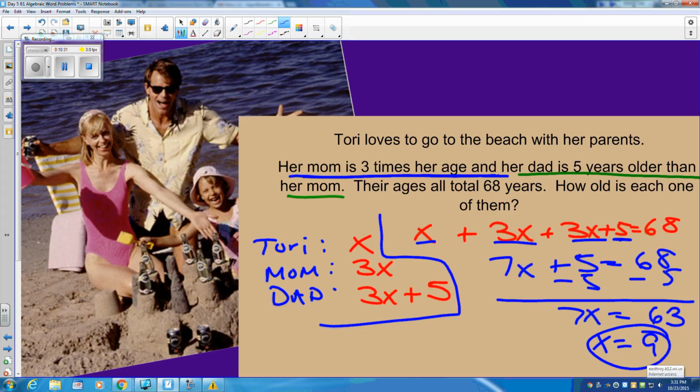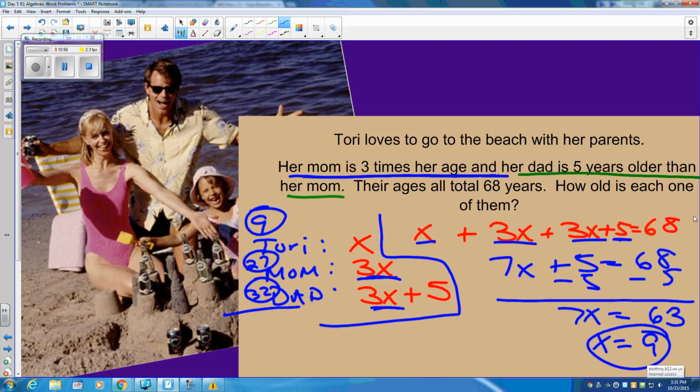I've got to take that answer to my equation and put it into all three of the terms that we're looking for. So if I put an x in for Tori, Tori is 9. If I put a 9 in for Mom, she is 27. If I put a 9 in for Dad, 27 plus 5 is 32. You can check because all three of these should add up to 68.